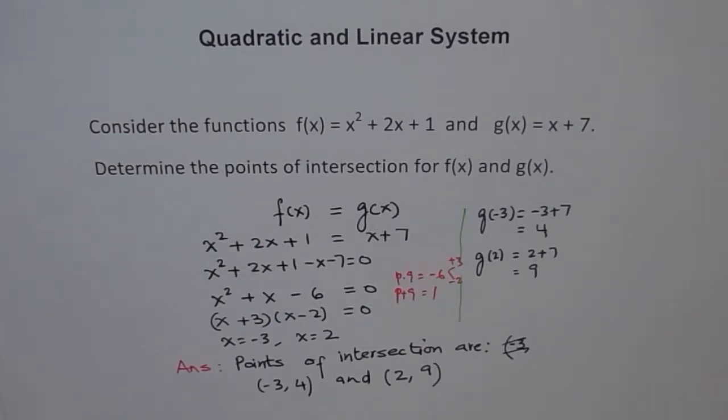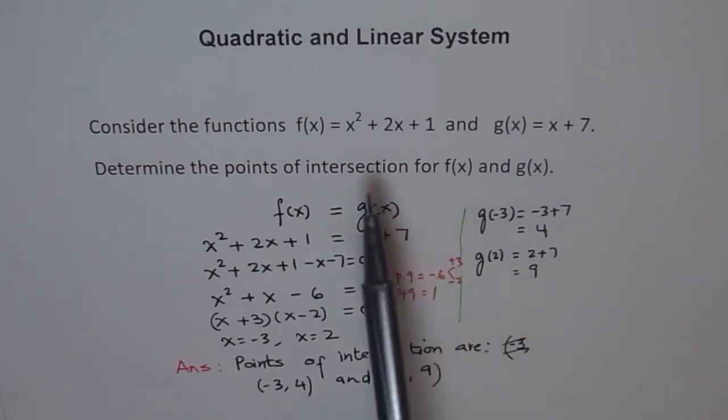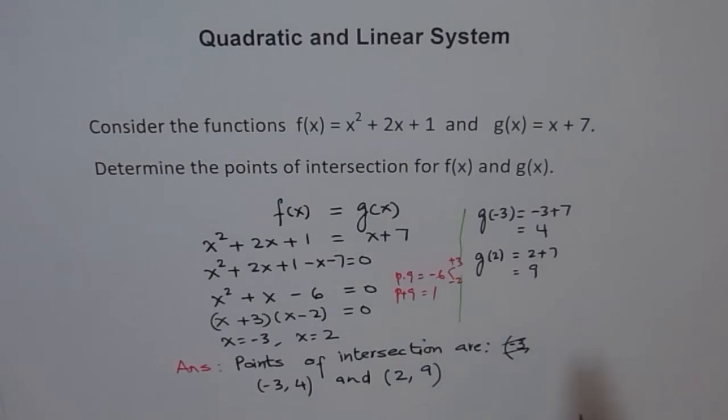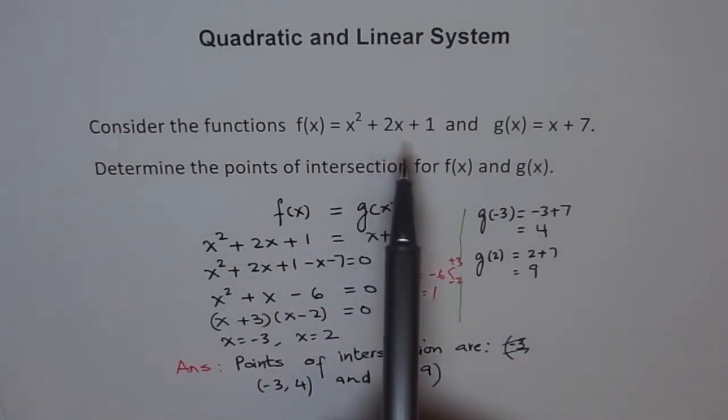At times you may try to do them graphically also, correct? Well, it's up to you. But if you do this graphically, in this case, because the points are whole numbers, you may get as accurate an answer as we have got here, right? So that's not a bad idea. And graphically, f(x) = x squared plus 2x plus 1 could be written as (x plus 1) whole squared. So it's an easy graph, right?